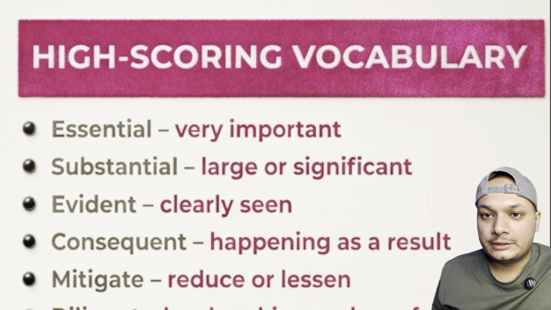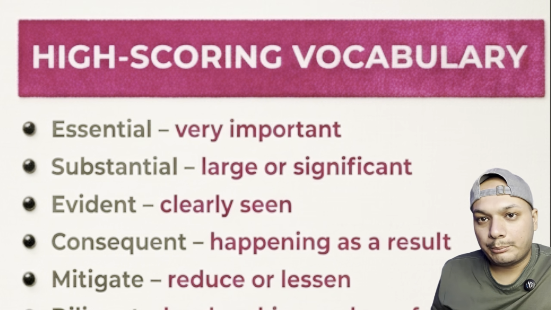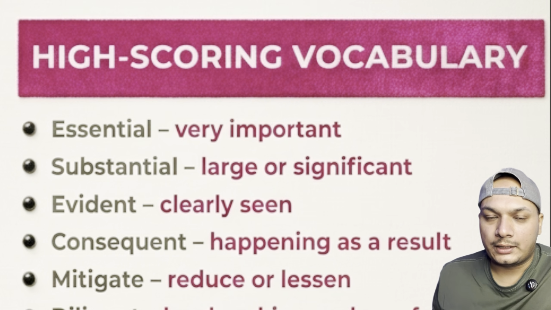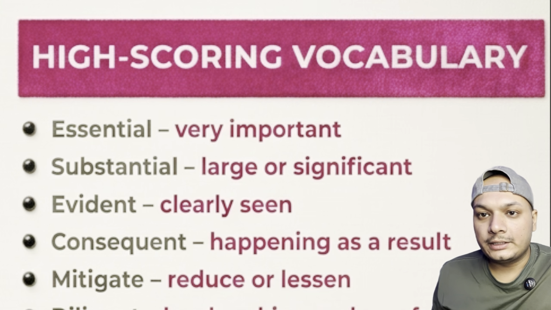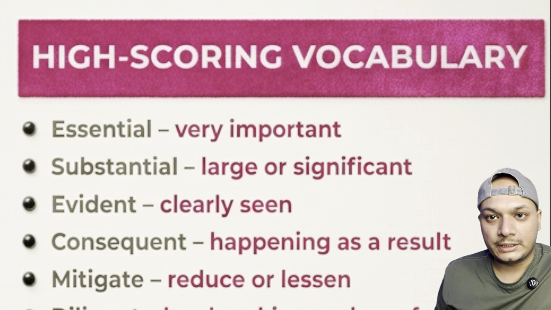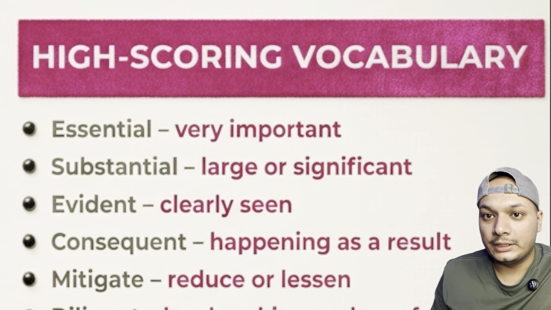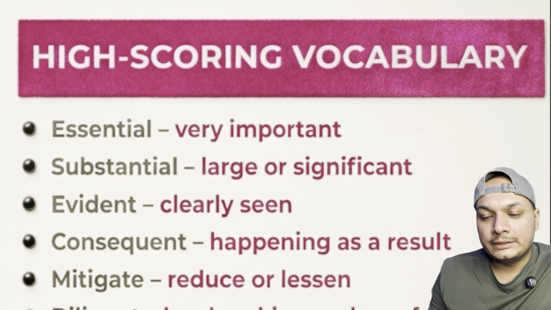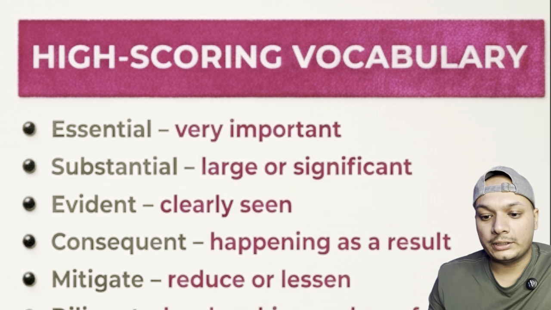The next word is consequent. The meaning of consequent is happening as a result. So we can also say it follows. Let's take some examples. The flood and consequent damage affected many families. The sentence shows the results. Another example is: his absence and consequent delay caused problems.